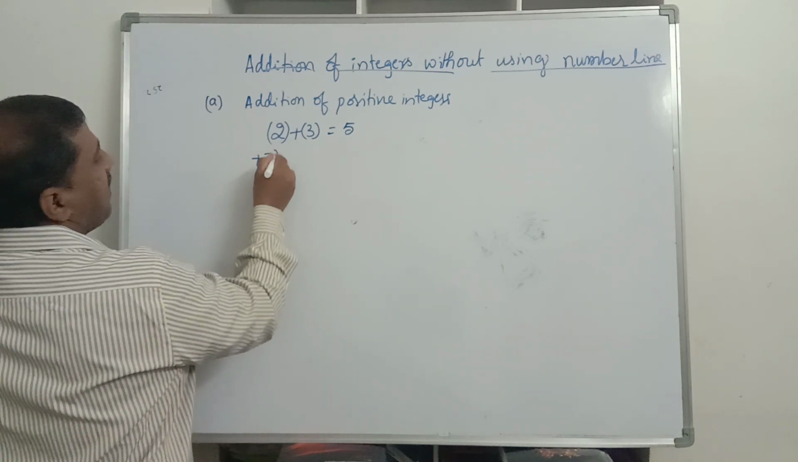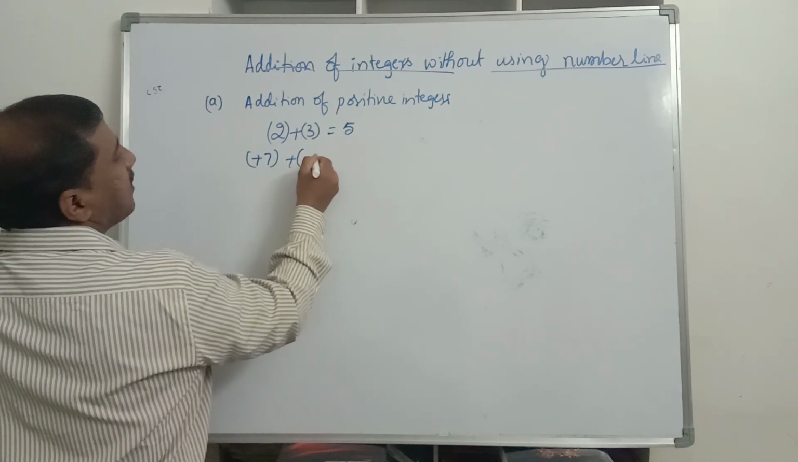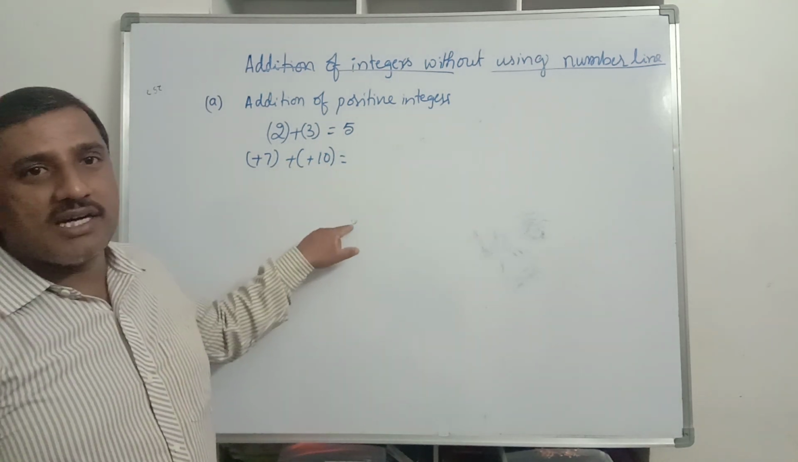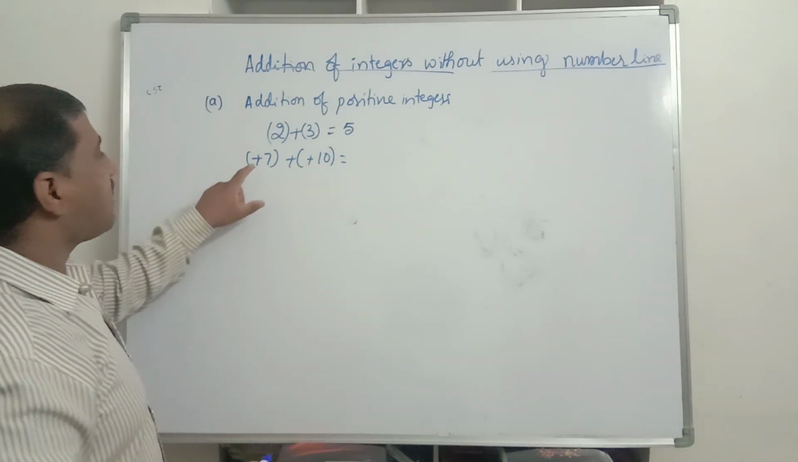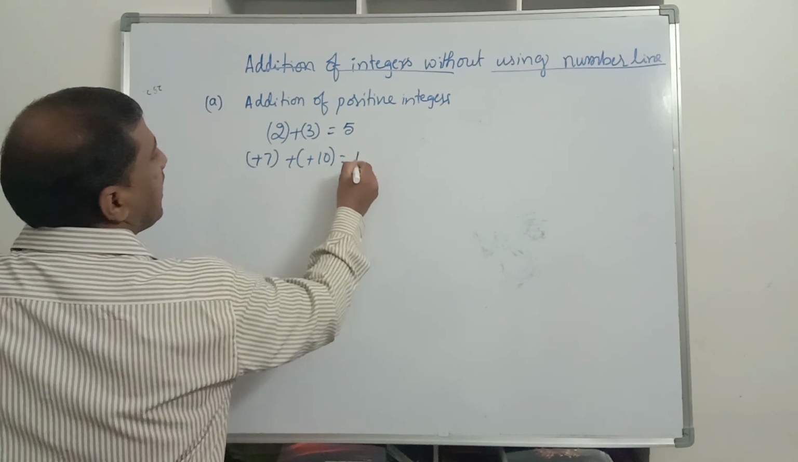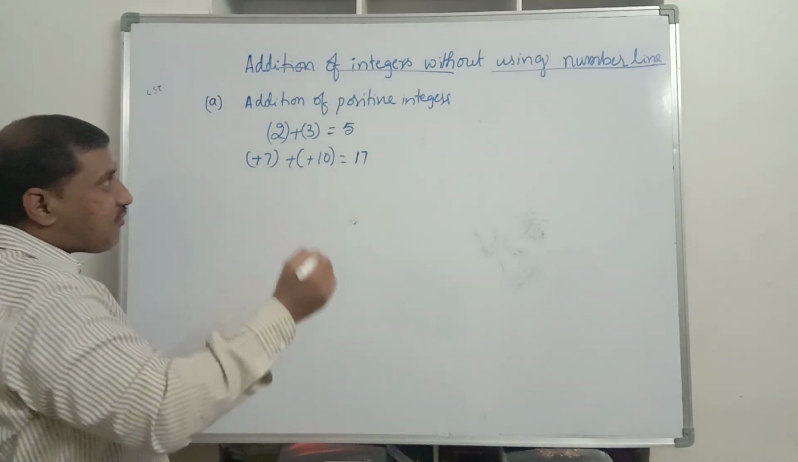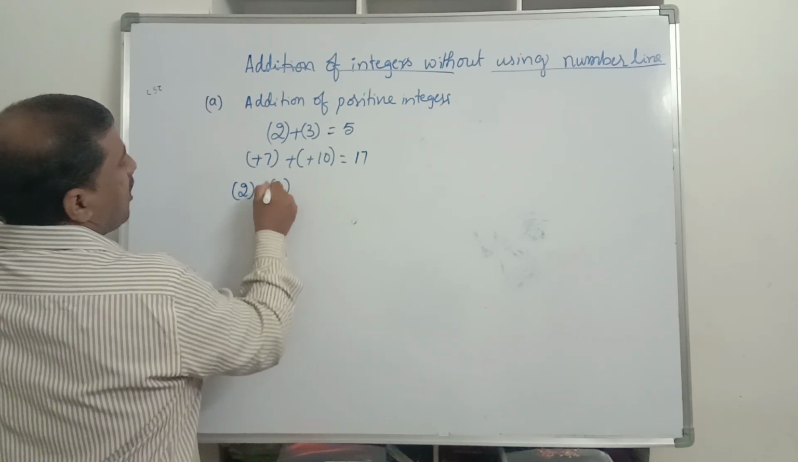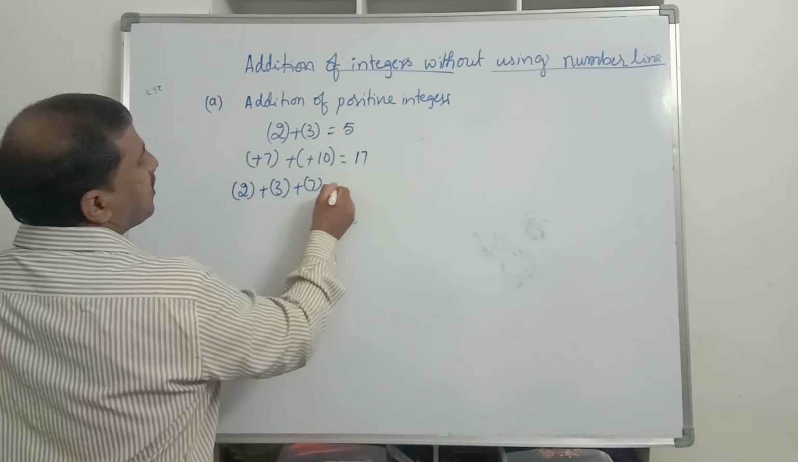So plus 7 plus plus 10. What do we get by adding these two numbers? We will add the numbers and we will put the common sign. 7 plus 10 is 17, that is plus 17.